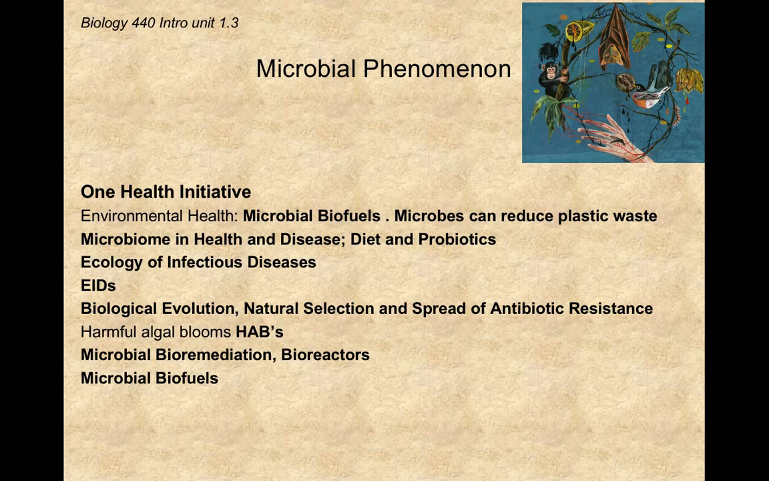Always a continuing repeating theme in microbiology is biological evolution, natural selection, and we'll use a specific example of the spread of antibiotic resistance and drug resistance in microbial pathogens. We'll talk briefly about harmful algal blooms and how another group of microbes can help reduce the impact of harmful algal blooms. We'll be talking about microbial bioremediation, in which microbes can help us eliminate or detoxify environmental pollutants. We'll be talking about bioreactors, and I think we have a repeat here talking about microbial biofuels, and also, very briefly, the impact of microbes on global climate change.